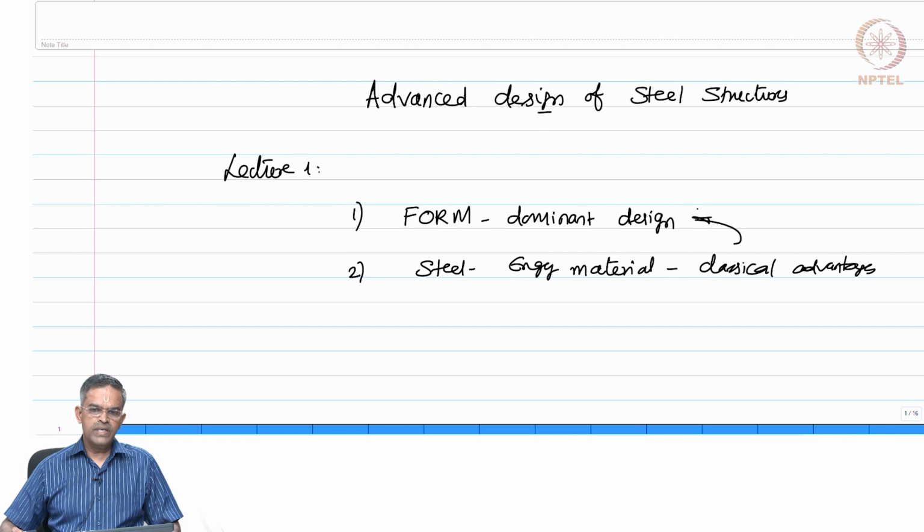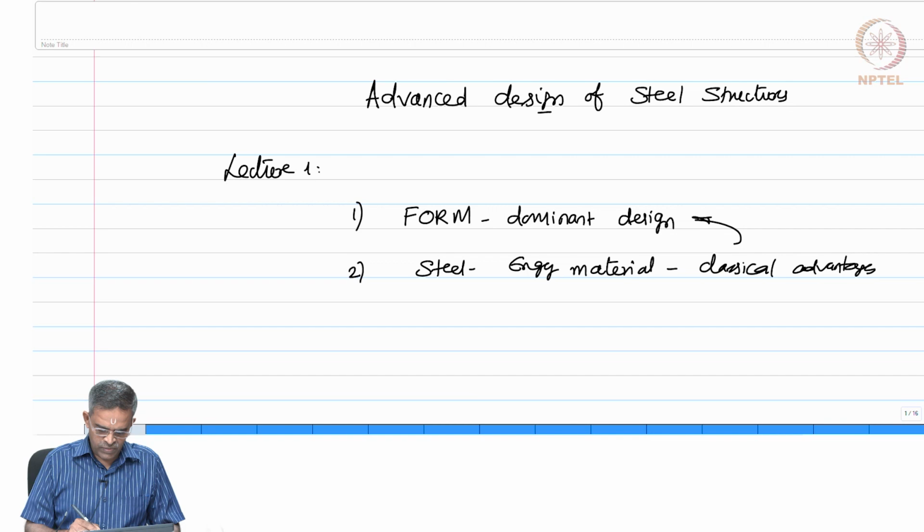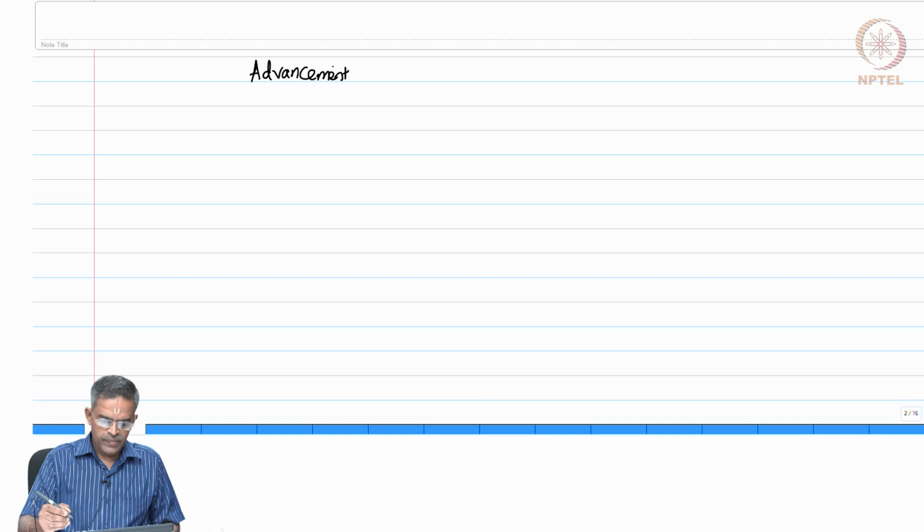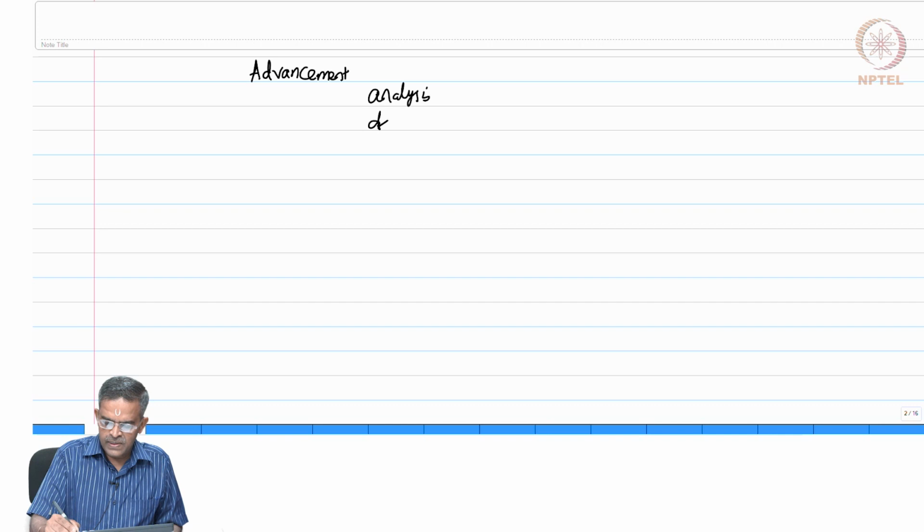So, friends, when we talk about advanced design, where does the advancement come from? That is the first question which one would like to know. So, advancement essentially comes from the domains of analysis and design, which are useful for both research and industrial practice.